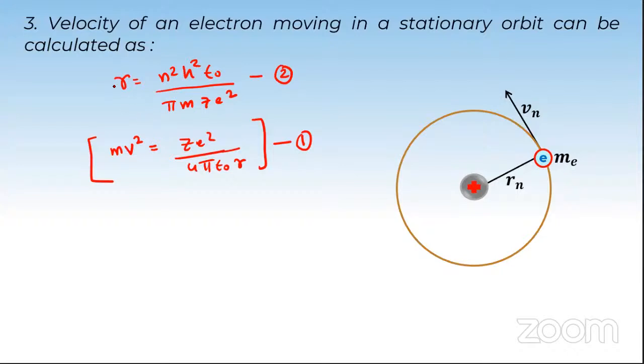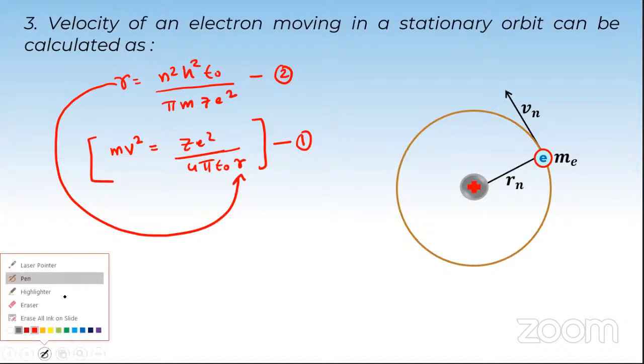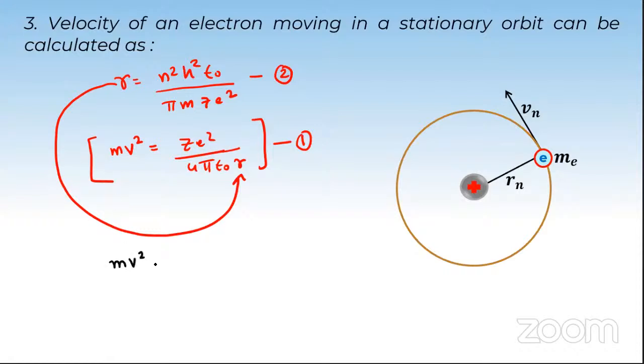So now I've got the radius. Simple thing. You take the radius and put it in the first equation, and I get the answer. So let me do that. Therefore mv square as it is, I'll not change that. Z e square as it is, 4 pi epsilon naught as it is. I'm keeping the first equation without changing anything. But instead of radius r, I'll substitute this value here. Radius r is nothing but n square h square epsilon naught, and the denominator of this term will go to the numerator.